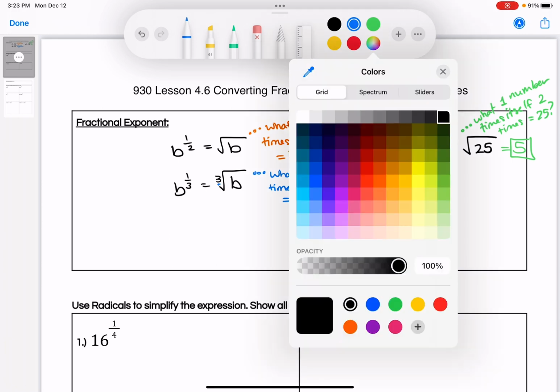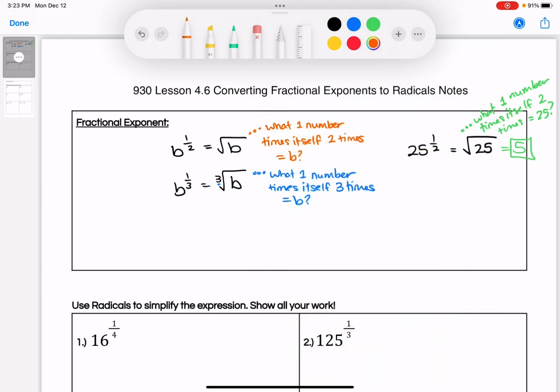A square root, square is the other way of saying an exponent of 2. We don't write the 2 for a square root. It's like one of those invisible numbers that we don't always have to write. If it's just a plain square root, it's the invisible 2, and that's where it's one number times itself 2 times equals b. Well, a third root is what number times itself 3 times equals b.